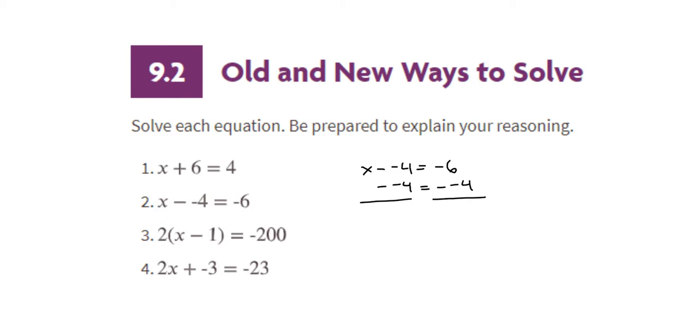When you subtract a negative number, you're adding, right? So if we change this around, we want to make this into keep, flip, change, right? We change it into an addition problem. x plus 4 is equal to negative 6. Then we would subtract 4 and subtract 4. And it would be x is equal to negative 10.